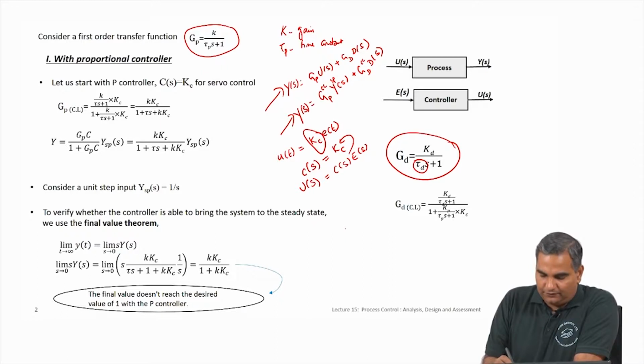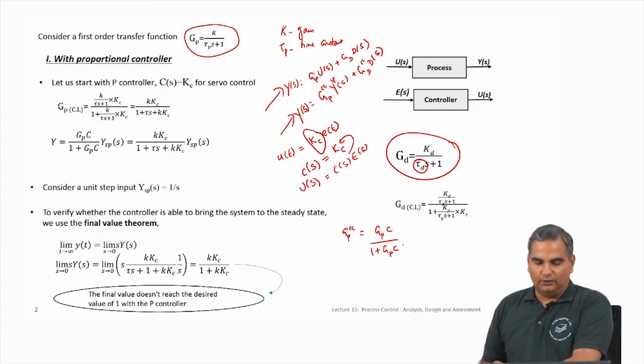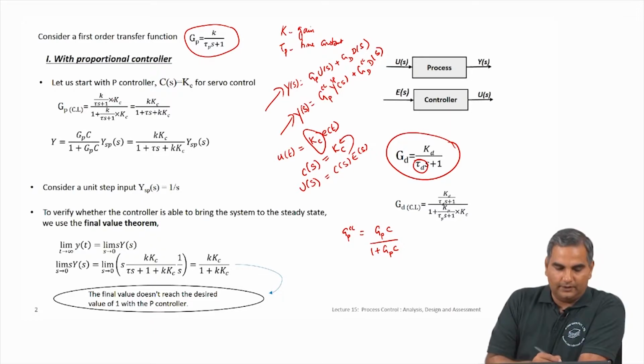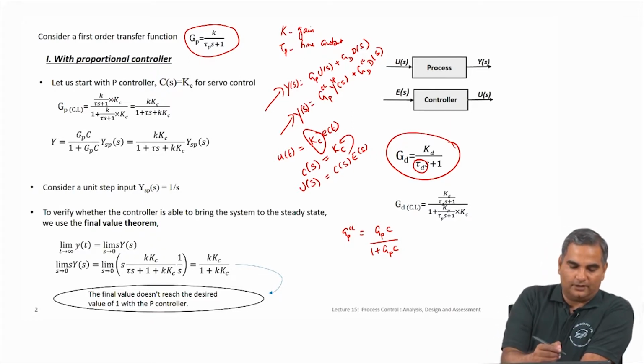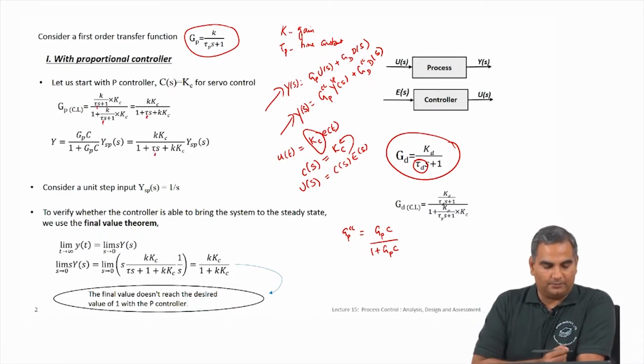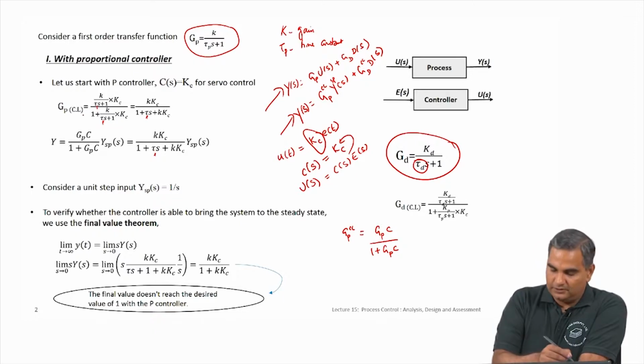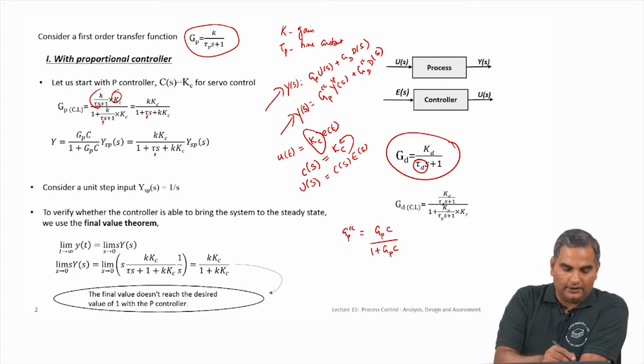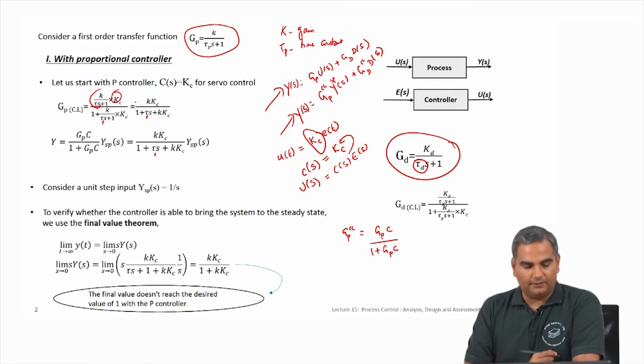So, remember the closed loop transfer function form for Gp we said is GpC divided by 1 plus GpC. Okay. So, we substitute this here. So, that process transfer function is K over tau p s plus 1, times Kc, GpC. So, this is the Gp, this is the controller, divided by 1 plus GpC.